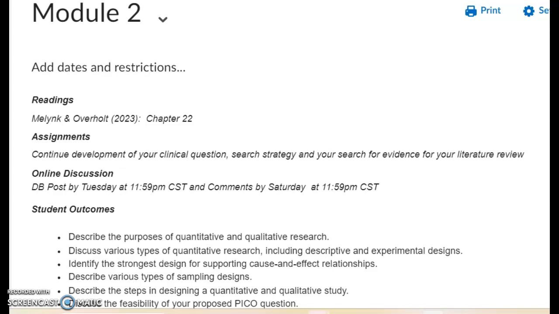The readings for this week, again, are Melnyk Chapter 22. Assignments, please continue development of your clinical question, search strategy, and your search for evidence for your literature review. I would encourage you to respond to the discussion board prompt by Tuesday and then respond to your peers by Saturday at 11:59 p.m. The student outcomes relative to this chapter are included here.